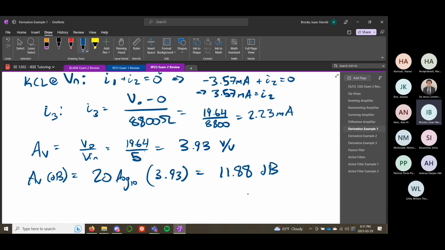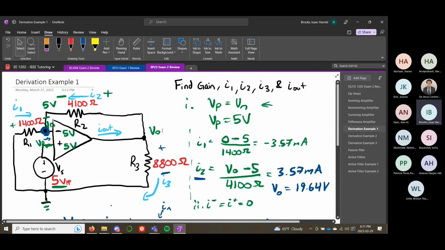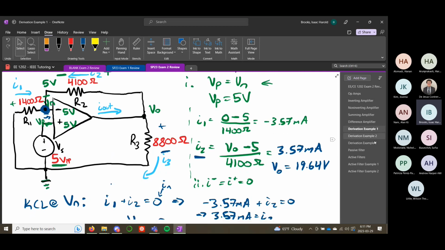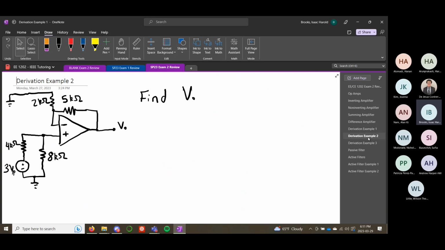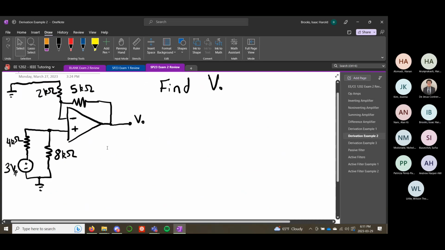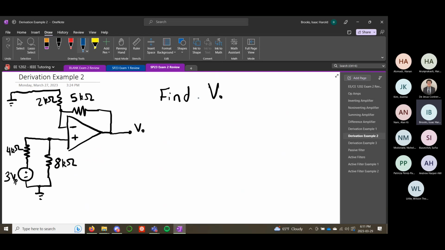Okay, so this is just a quick example of how we can rederive these things. Again, this is the non-inverting amplifier just with a load resistor on the end. It doesn't affect the gain equations, but if we look at the next example, I think this is an okay one to do. Let's do this one. This one is also asking us to find V out, which if we compare that to our input voltage, will give us our gain.